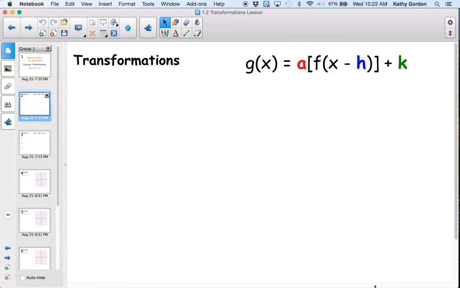There is also a b that gets multiplied on the inside, but in most cases, you can actually transform that into an a and then just deal with the a value, so we're not going to deal with b's. They're confusing. They confuse me. I've been doing this forever. So we're just going to stick with A, H, and K's. That's what we're going to be concerned about. So, A, H, and K. Let's do a quick review here.